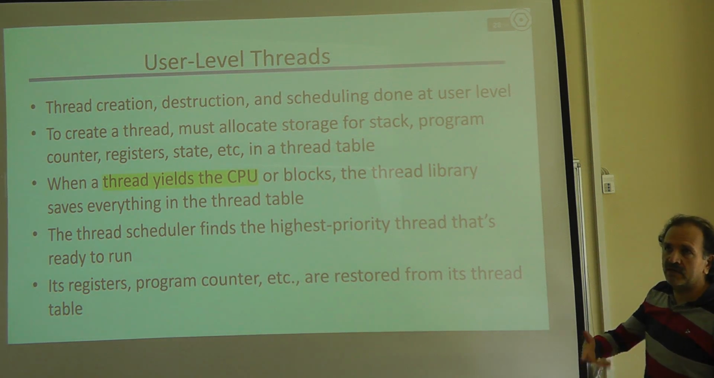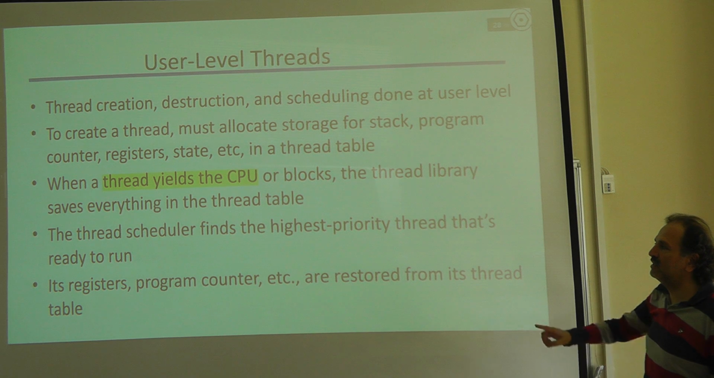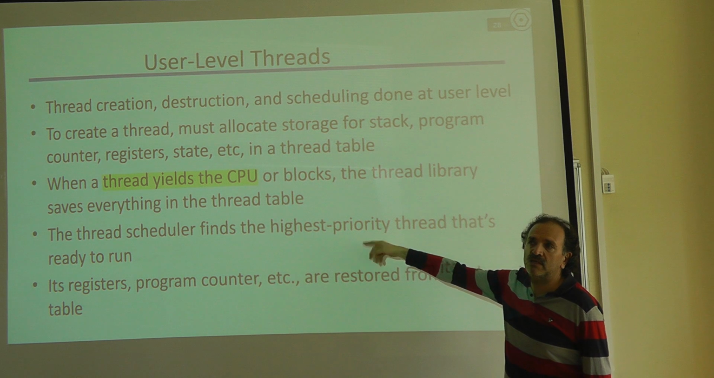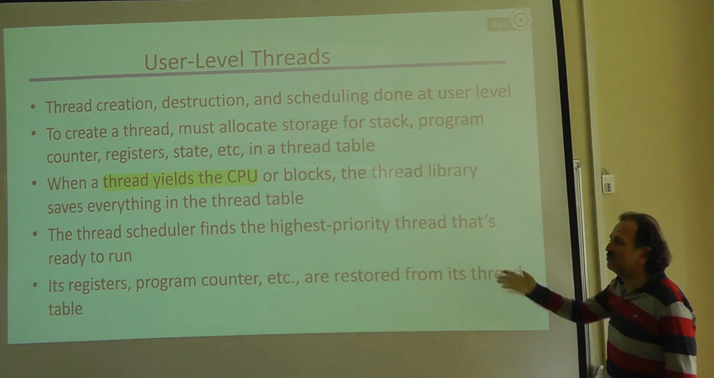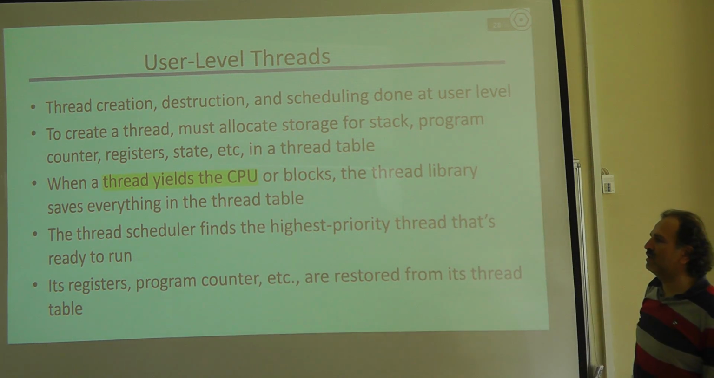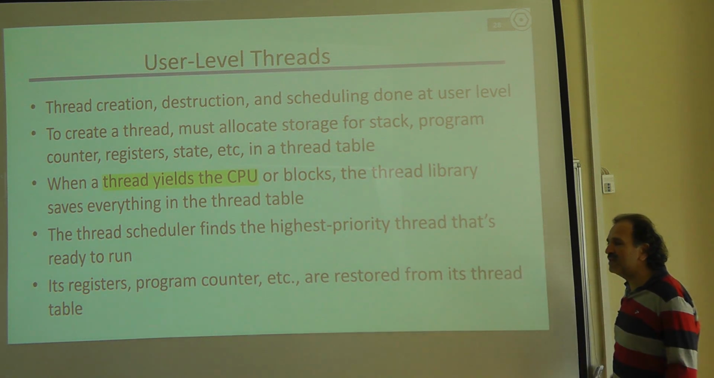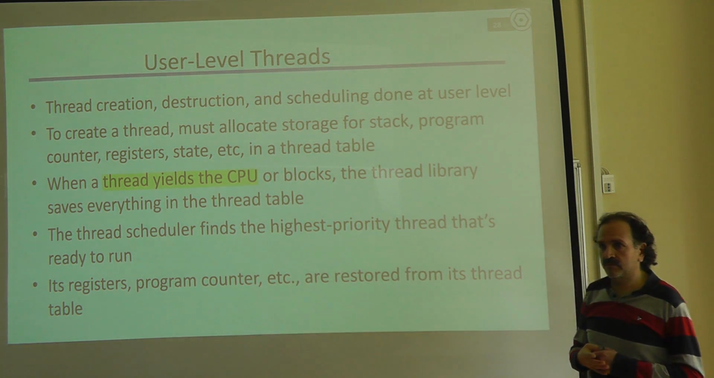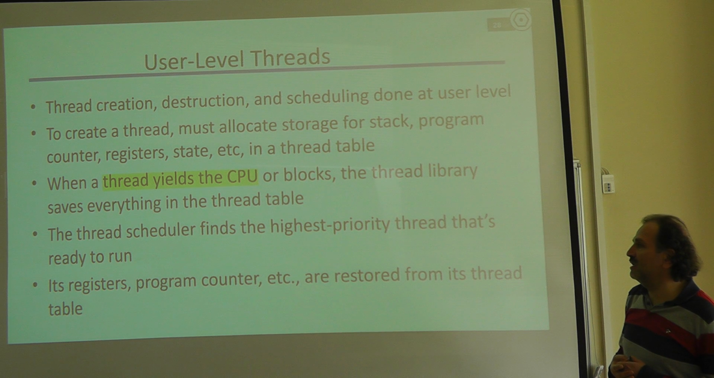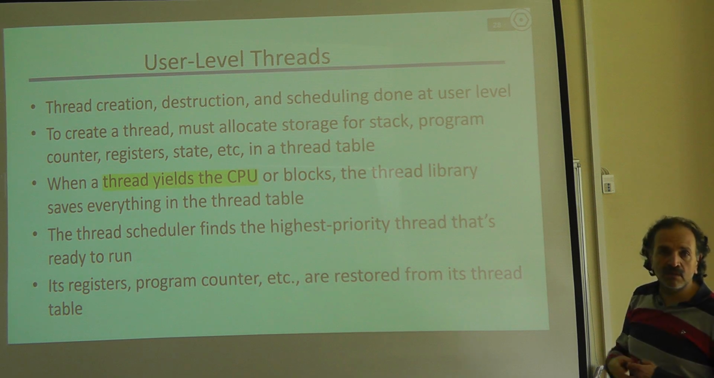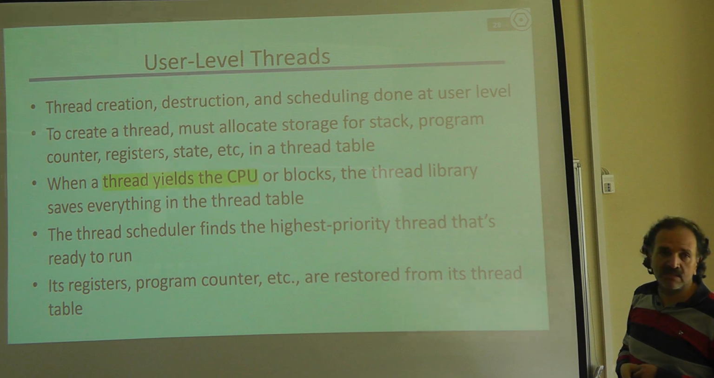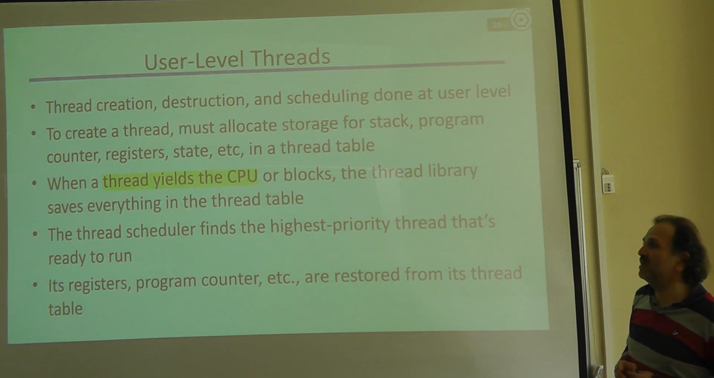There might be more than one thread ready to run, and the thread scheduler finds the highest priority one, usually depending on the history. Okay, and its registers, counters, etc. are restored from its thread table. So thread table is very similar to what? Thread table is similar to the process table. Yeah, the process table is managed by the kernel. In this case, the thread table is managed by the libraries running in the user space.